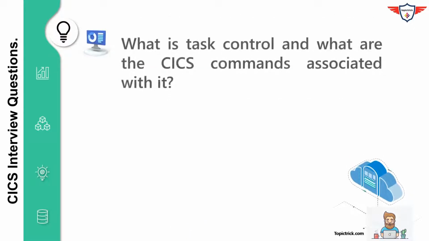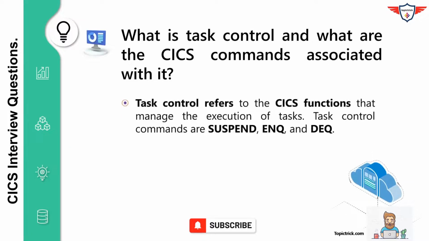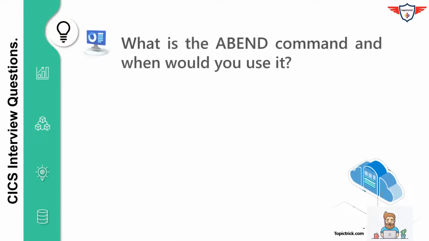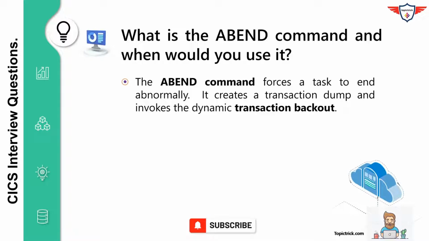What is task control, and what are the CICS commands associated with it? Task control refers to the CICS functions that manage the execution of tasks. Task control commands are SUSPEND, ENQ, and DEQ. What is the ABEND command, and when would you use it? The ABEND command forces a task to end abnormally. It creates a transaction dump and invokes the dynamic transaction backout.